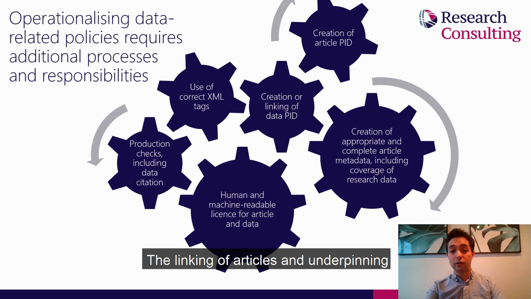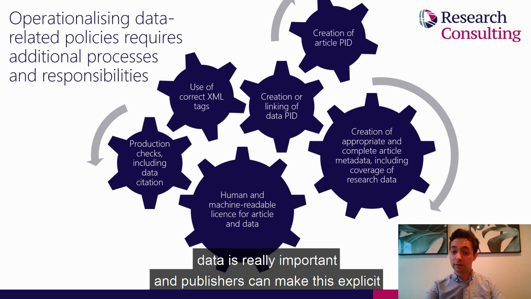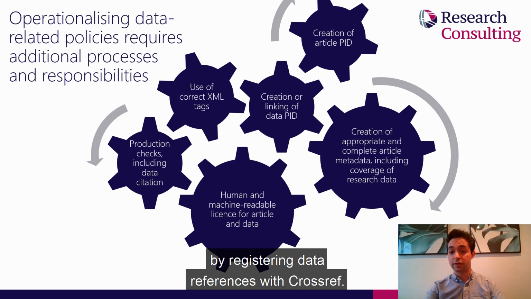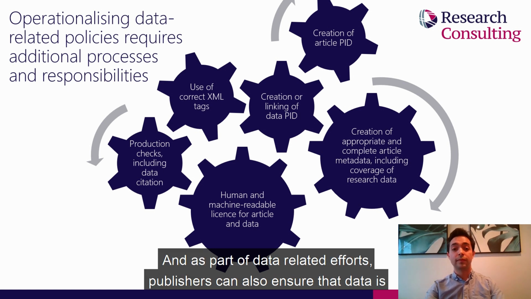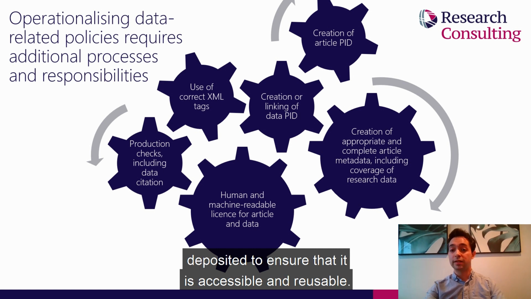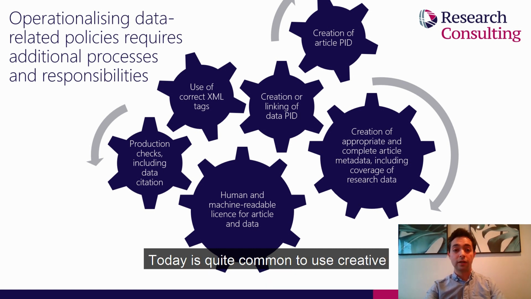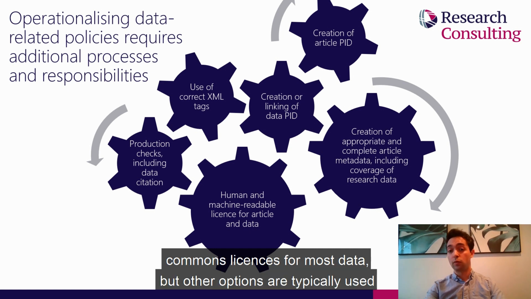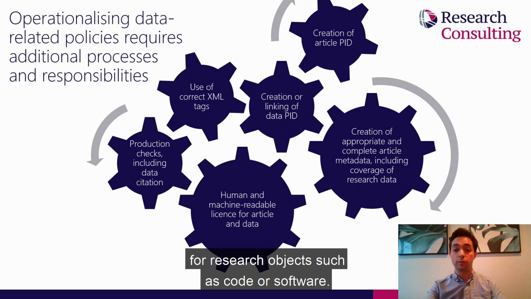The linking of articles and underpinning data is really important, and publishers can make this explicit by registering data references with Crossref. And as part of data-related efforts, publishers can also ensure that data is licensed appropriately, regardless of where this has been deposited, to ensure that it is accessible and reusable. Today, it is quite common to use Creative Commons licenses for most data, but other options are typically used for research objects such as code or software.